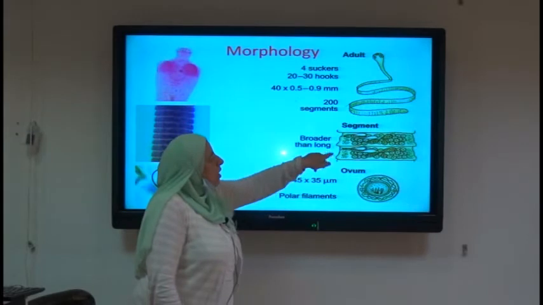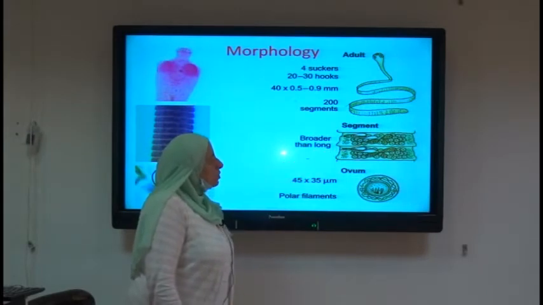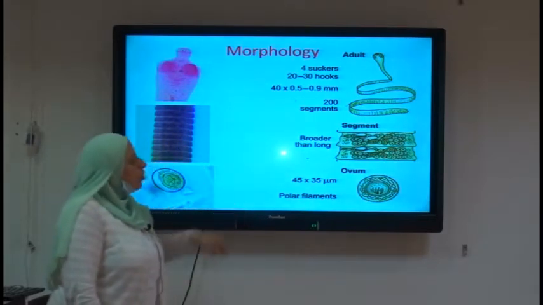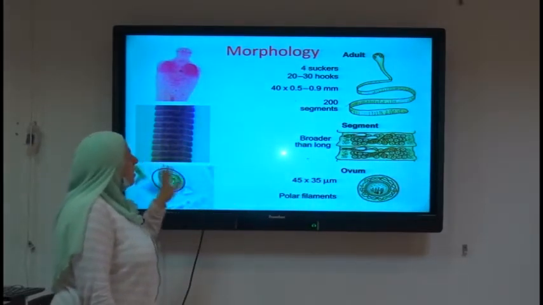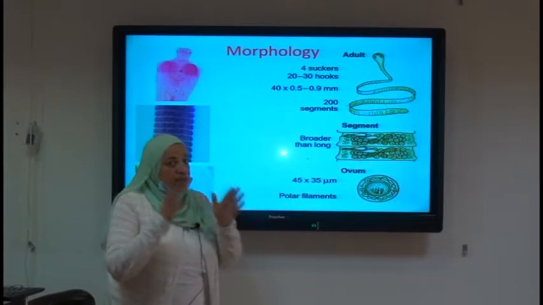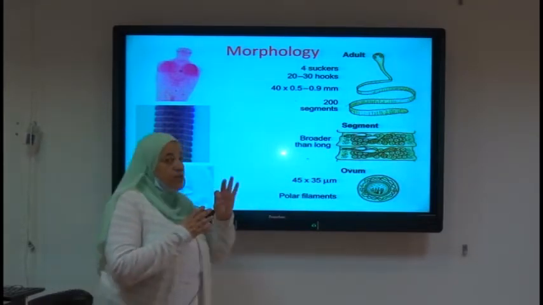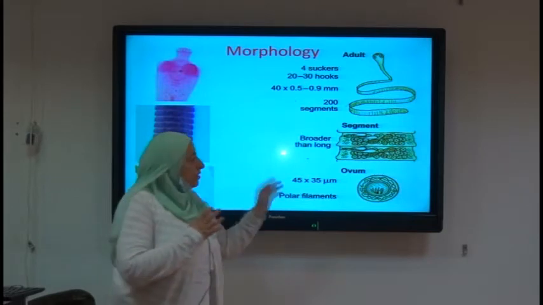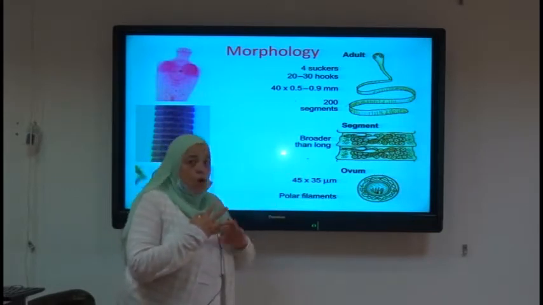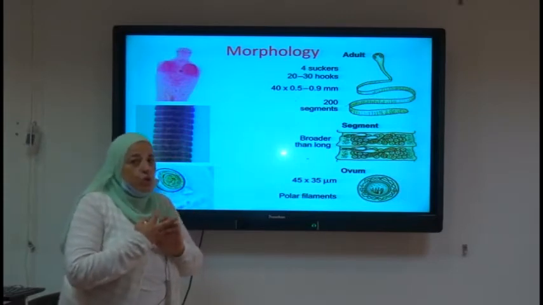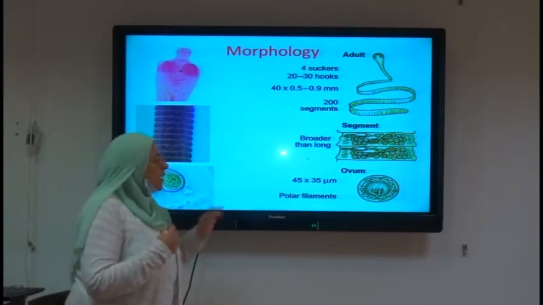What about the segments? The segments are broader than long, with a lateral genital pore. The ova, or the eggs, follow the main characters of cestode eggs. That's to say, the 3 fixed features: they are rounded, small in size, and excreted mature from the adult worm.